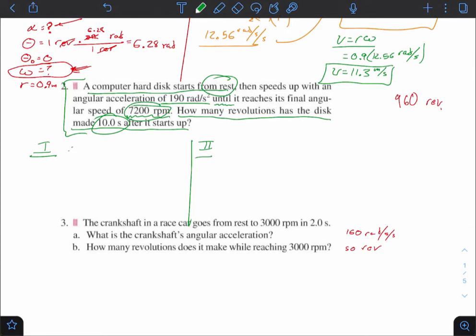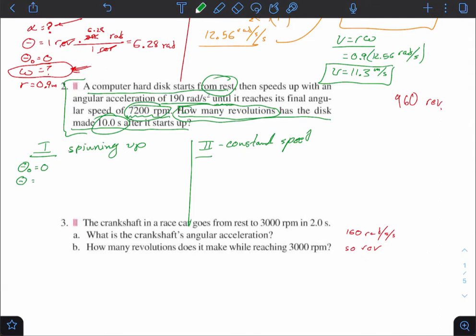So this is when it's spinning up, and this is when it's already at constant speed. Fantastic. So now we know that during phase 1, the initial position is 0. We know the final position is unknown. That's really what we're trying to solve for.